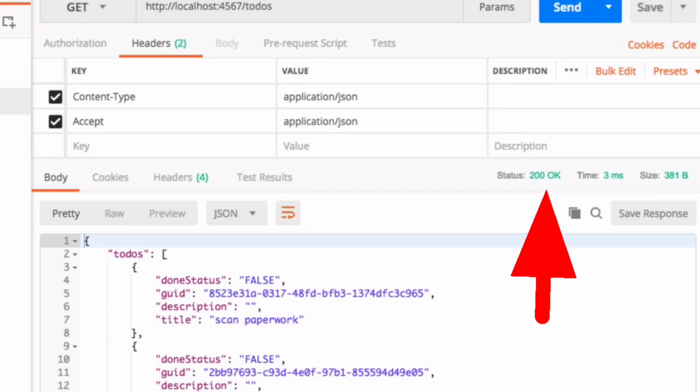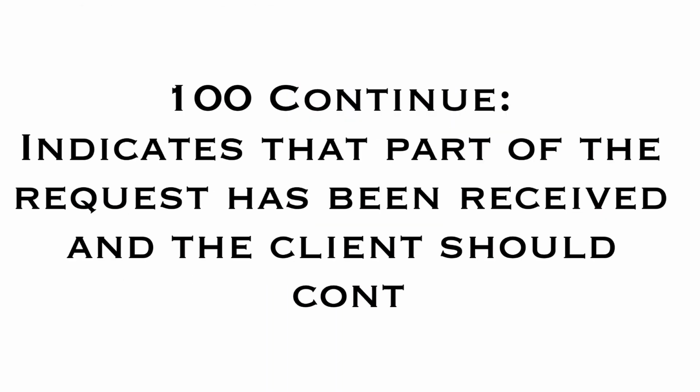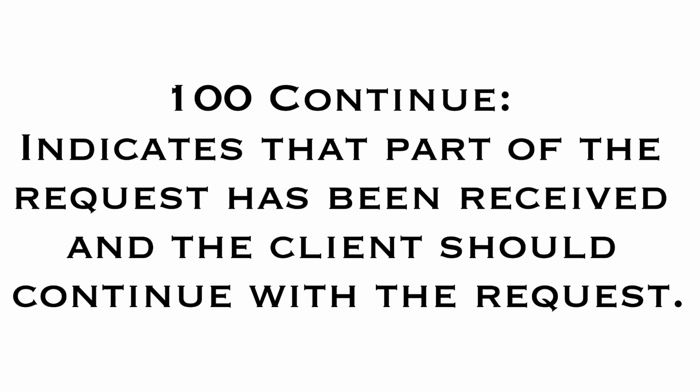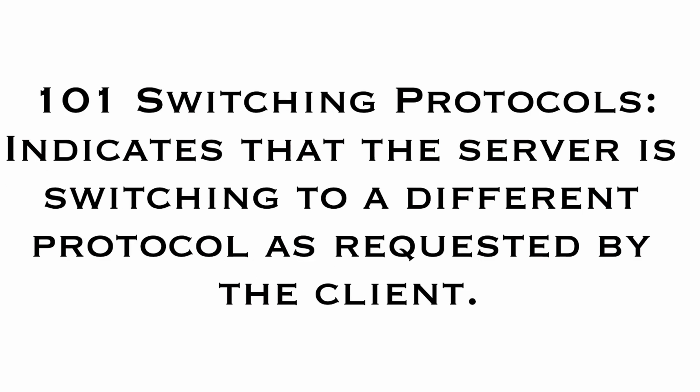Here's a breakdown. We're going to start with the 100 series, informational. These are honestly rarely used. 100, Continue, indicates that part of the request has been received and the client should continue with the request. 101, Switching Protocols, indicates that the server is switching to a different protocol as requested by the client.